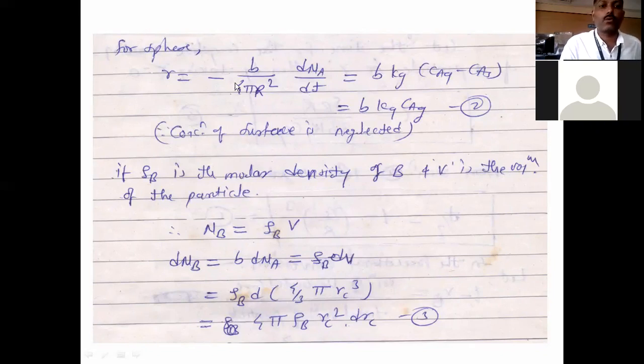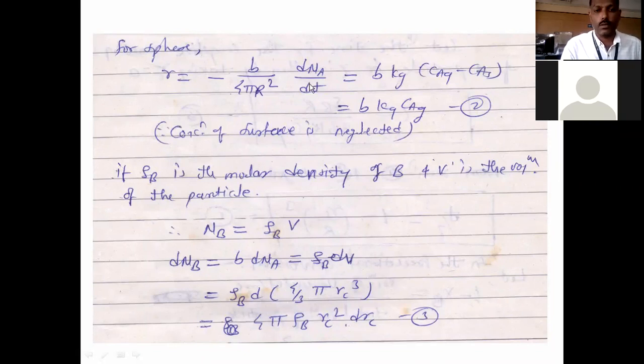Which is equal to minus b upon S exterior. Exterior means the exterior surface of the spherical particle, and r is the radius of the spherical particle. So the surface area of the spherical particle is 4 pi r squared. So minus b upon 4 pi r squared dNA upon dt is equal to b into kg into CAG. This equation 2 will be formed because CS is neglected, very small, and equal to 0.